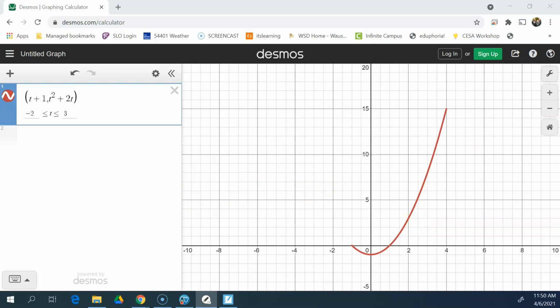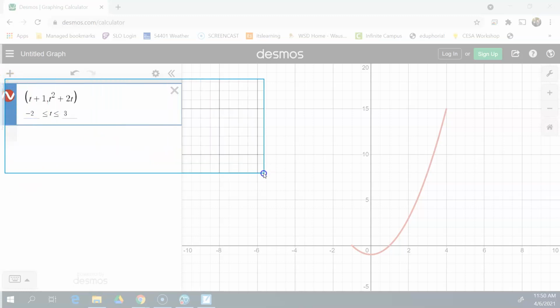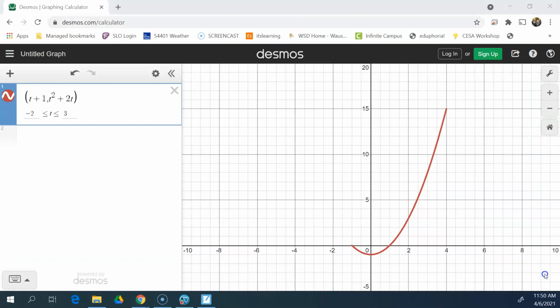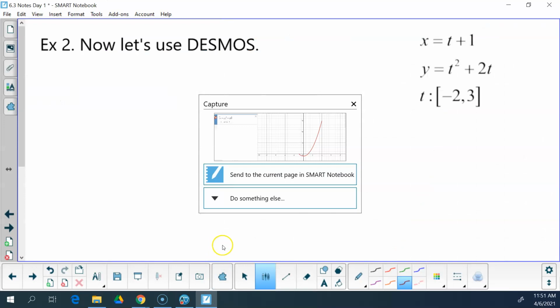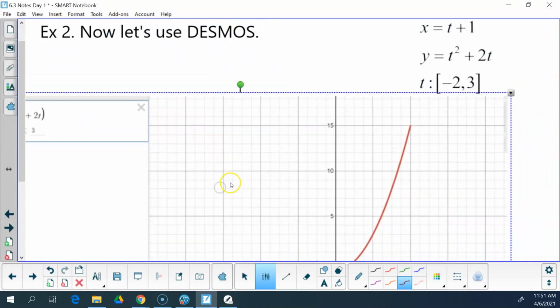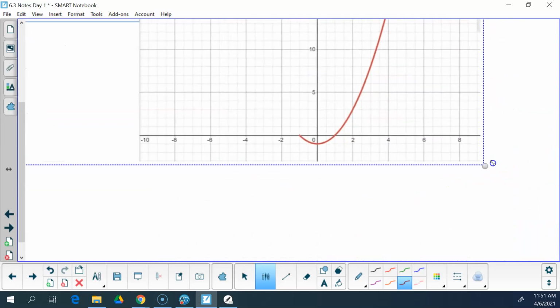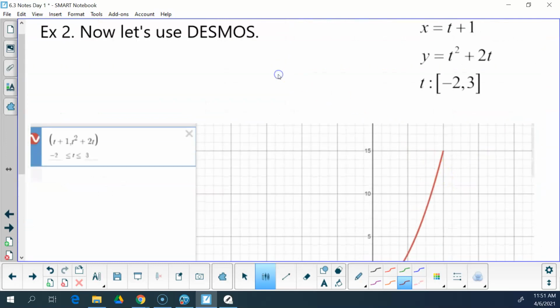So now I got to go way back over here, and I got to go this one. And now it's going to get a little loud here. Ching. Hold on, tap the brakes. Yep, send to the current page in the smartboard. And there it is. Awesome. Love it. And we got the same graph going on.